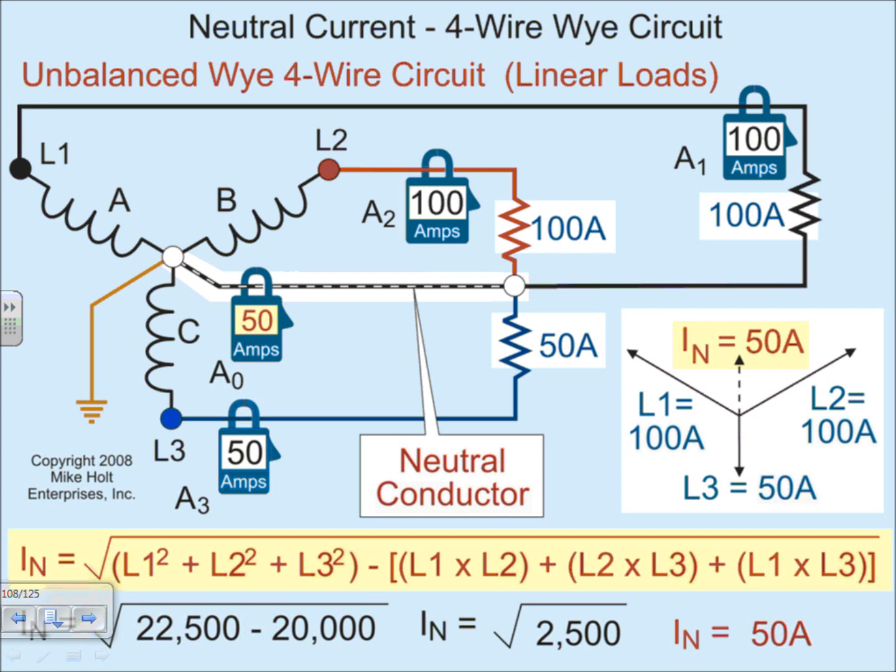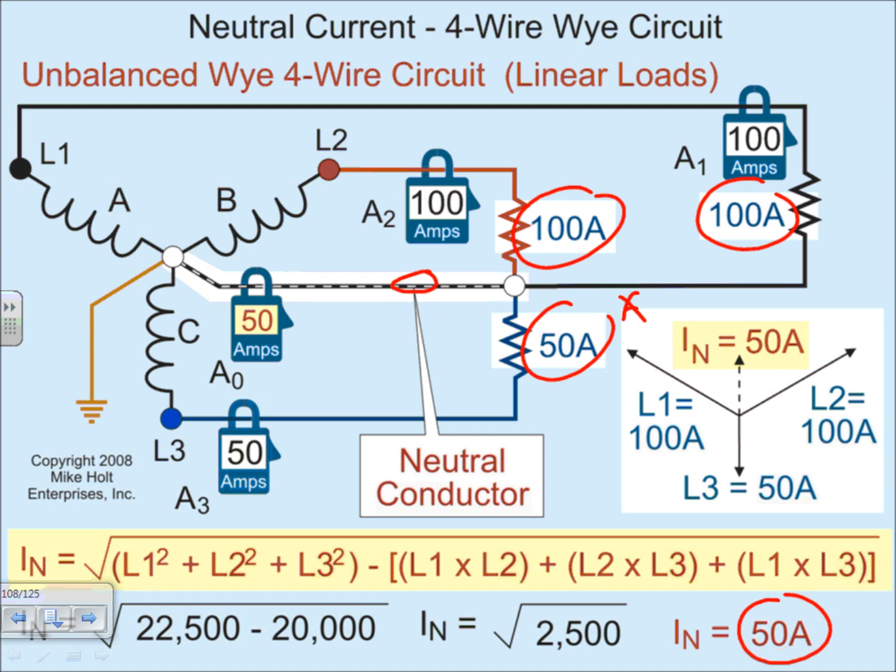Okay, now the same thing, guys. Look at that. I have 100 here, and 100 here, and 50 here. Plug them in, and the answer will be 50. It has nothing to do with this 50, by the way. It just happened to be. The answer for the neutral is 50. 100, 100, and 50 here. The answer here is 50. You have to plug in the numbers.